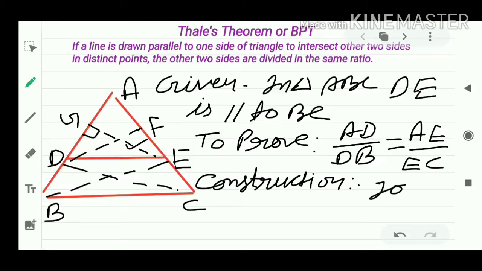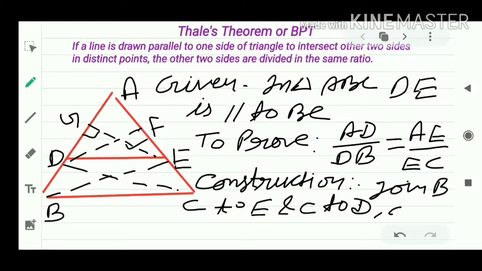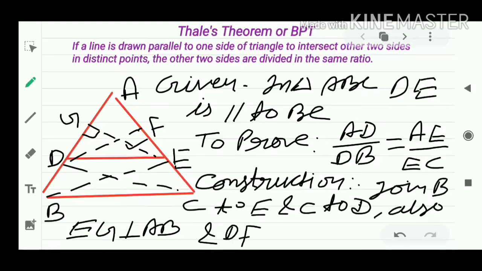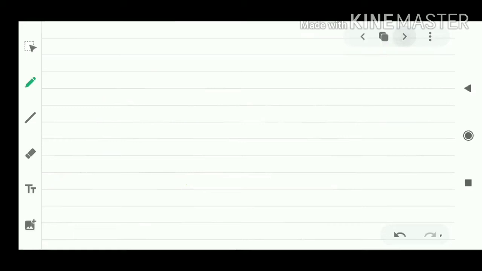Join B to E and C to D. Also, EG perpendicular to AB and DF perpendicular to AC. So now we are going to prove it.